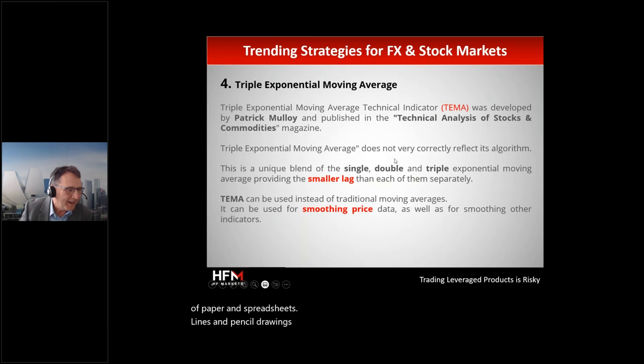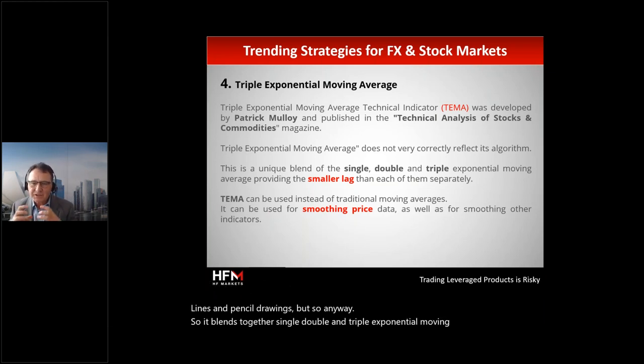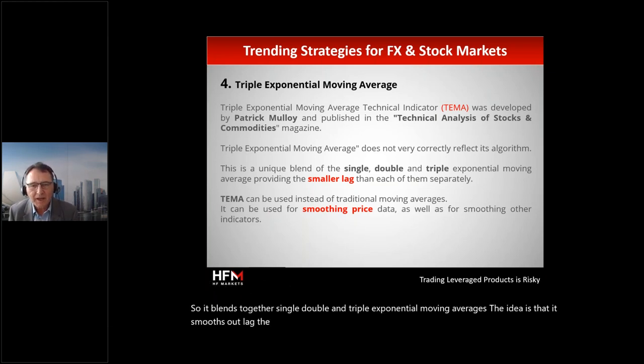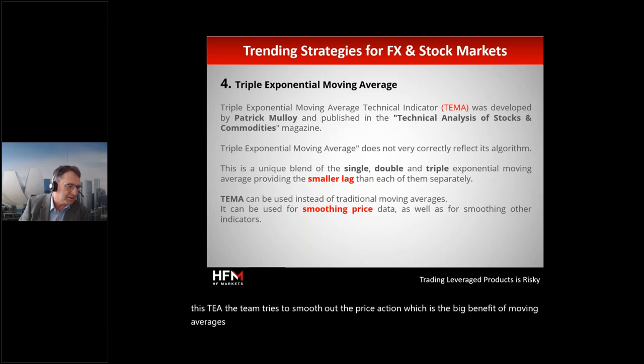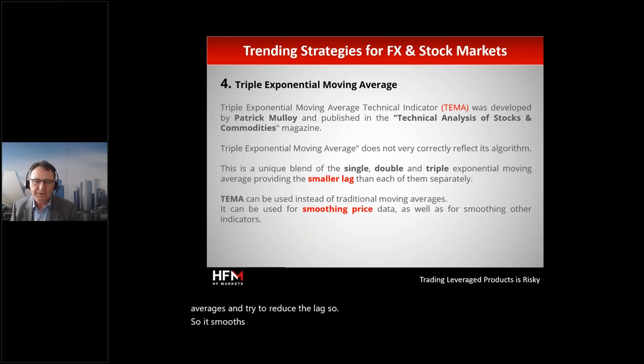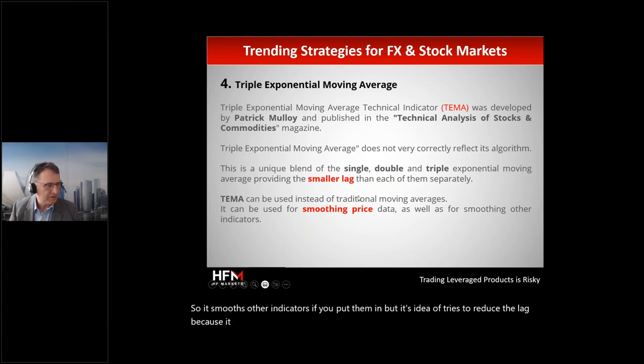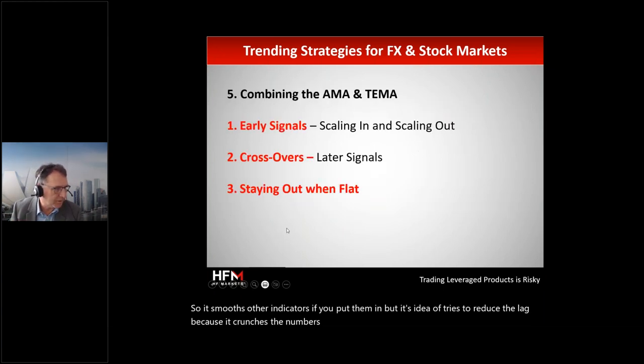But anyway, it blends together single, double, and triple exponential moving averages. The idea is that it smooths out the lag. The big criticism of all moving averages, as we said before, is the lagginess. So the TEMA tries to smooth out the price action, which is the big benefit of moving averages, and tries to reduce the lag. It smooths other indicators as well, if you put them in. It tries to reduce the lag because it crunches the numbers into one line, okay?